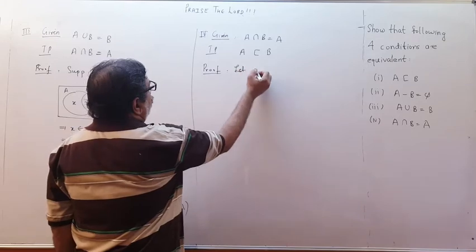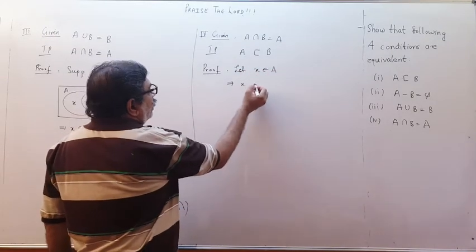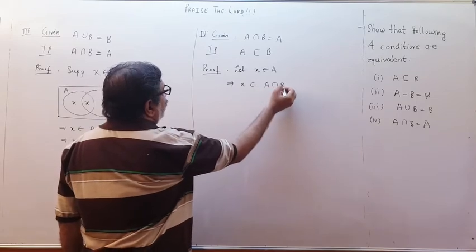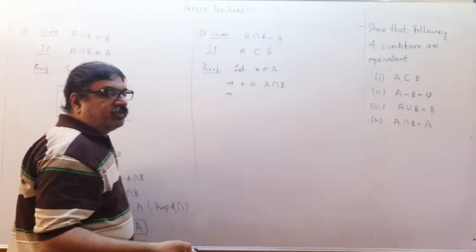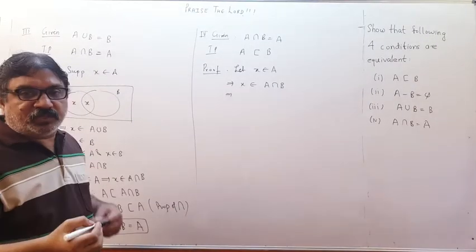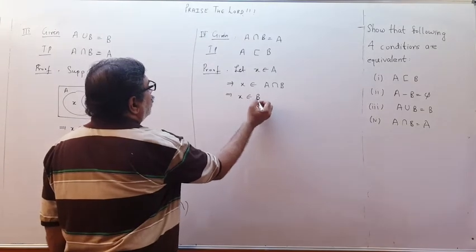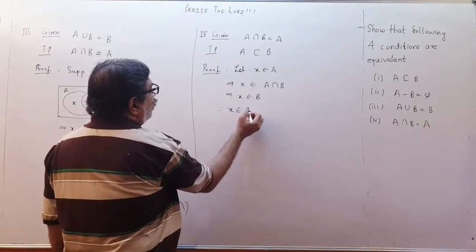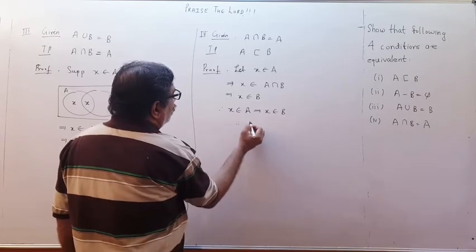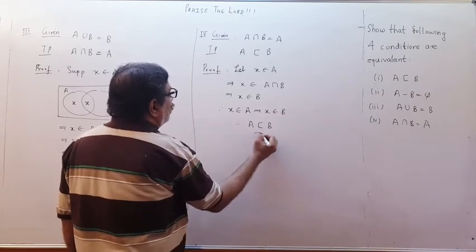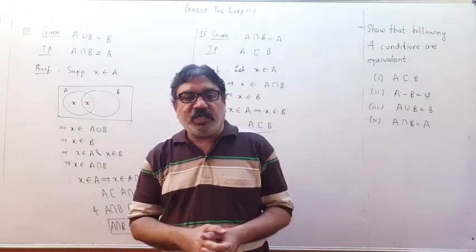Let X belong to A. So therefore X belongs to A intersection B because both are equal. X belongs to A intersection B means X has to be in A as well as in B naturally, otherwise it cannot come in intersection. So that means X belongs to B. Therefore X belongs to A implies X belongs to B. Therefore A subset of B. Proved like this. So therefore we prove like this, all the four conditions are equivalent.